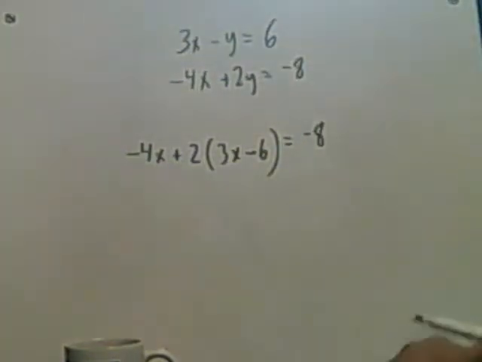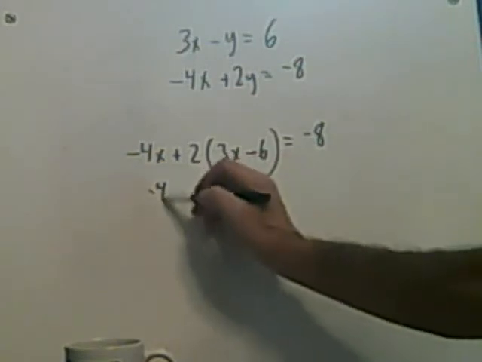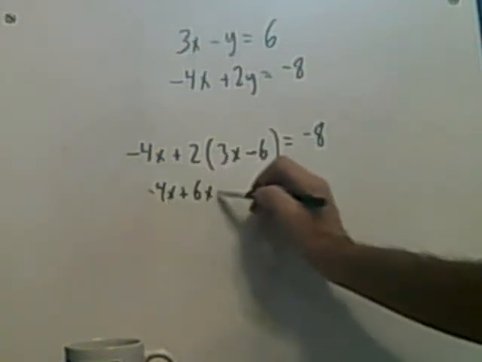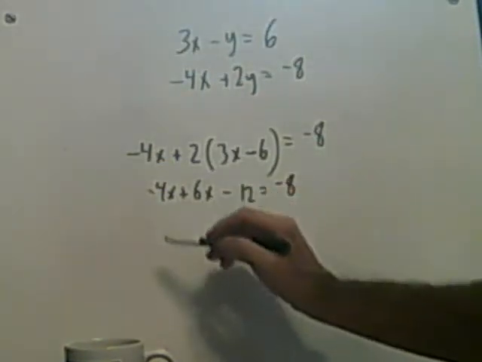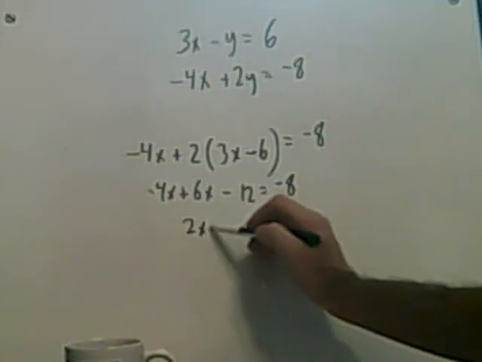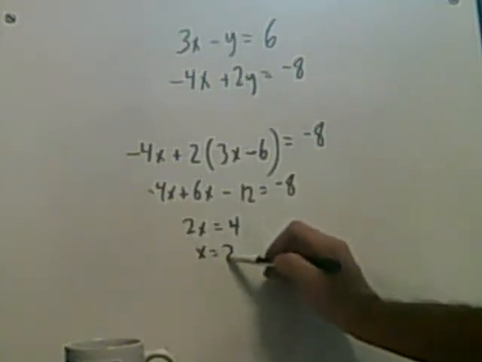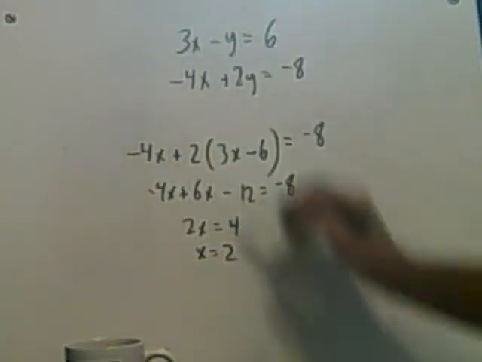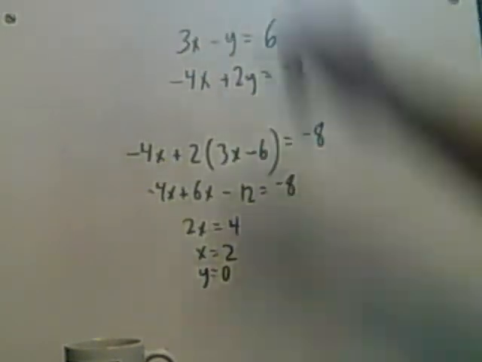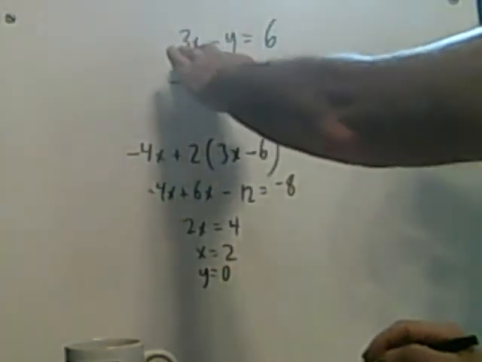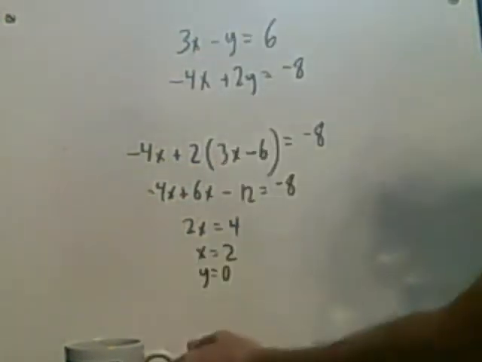Now we just solve for x. So that's negative 4x plus 6x minus 12 is equal to negative 8. Or that's 2x is equal to plus 4, or x equals 2. And if x equals 2, then y is equal to 0. We get that by just plugging back into one of these equations, like the first one. That's 6 minus y equals 0, so that means y is equal to 0.